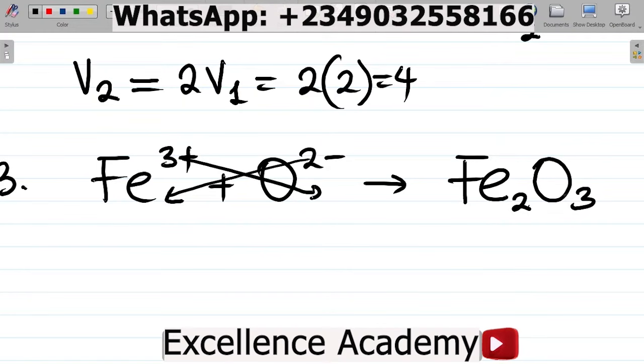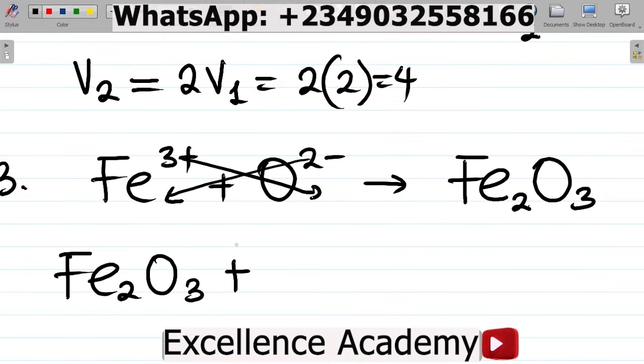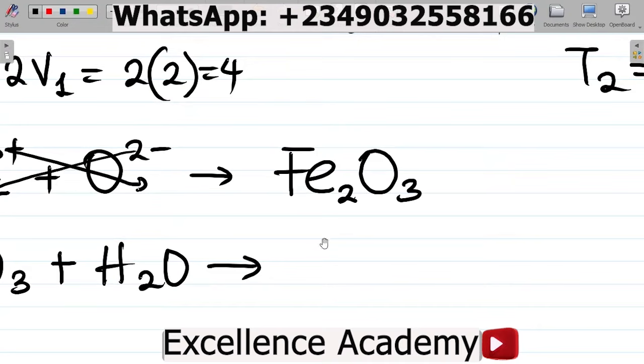So you have this, all right? Now, when this combines with water, you'll be having something that looks like this. Fe2O3, this plus water, H2O. Combine this, you would be having something that looks like this.